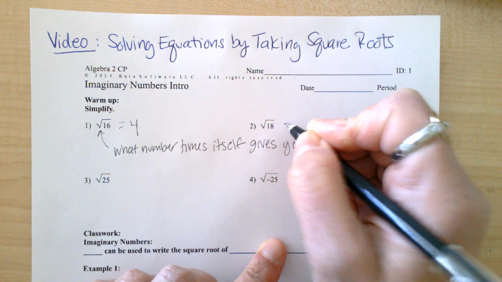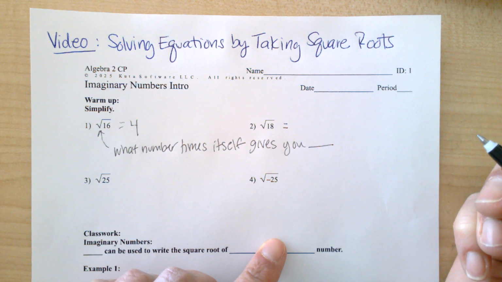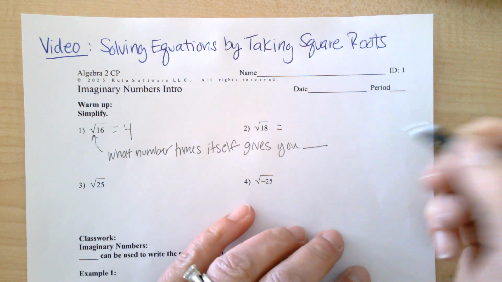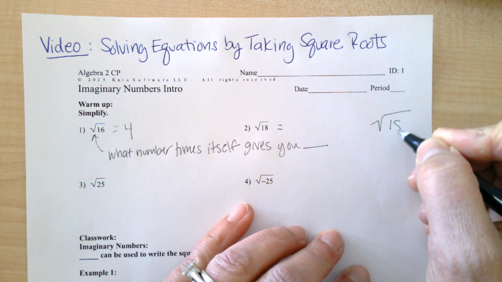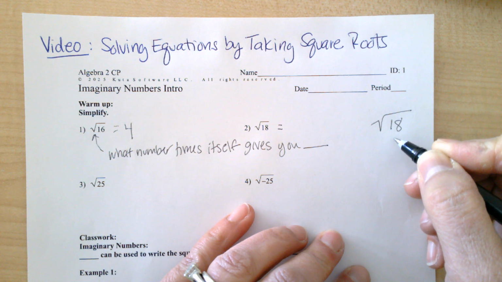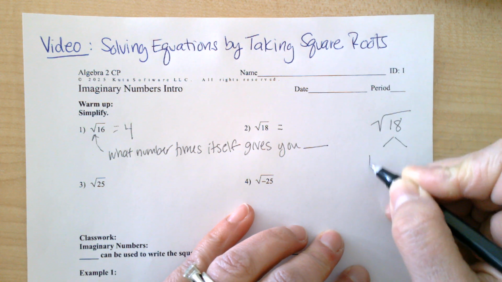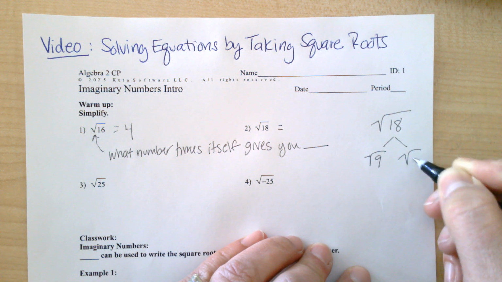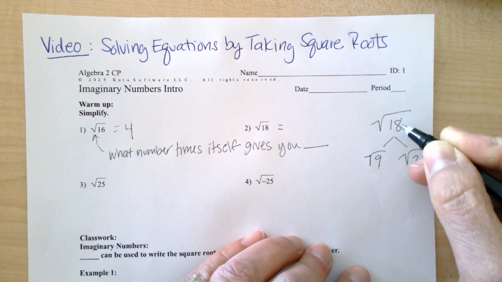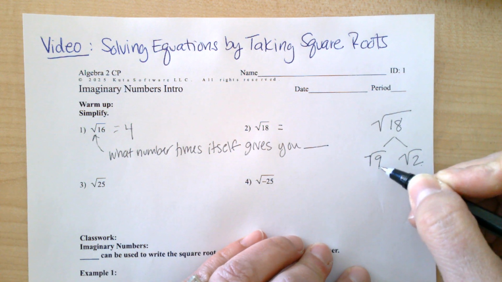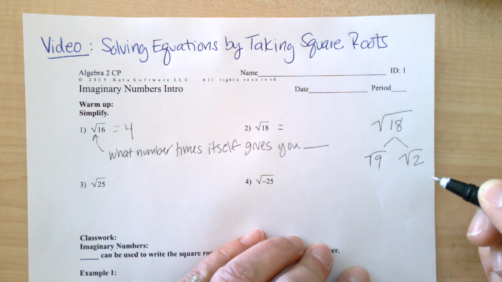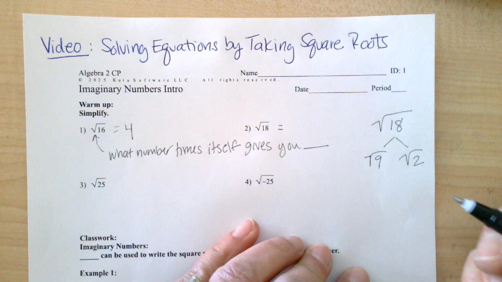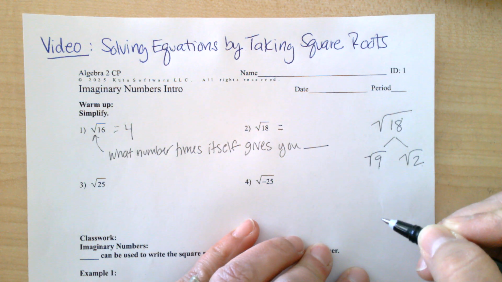4. What number times itself gives you 18? Now, 18 is not a perfect square, so we're going to have to do some work here. We're going to have to see if there is a perfect square that goes into 18, and there is. We can divide 18 by 9. And when we divide 18 by 9, we're going to get 2, because 9 times 2 gets you back to 18. 9 is the highest perfect square, and this would really work well if you tried to go for the highest perfect square. Now we have to simplify because we can take the square root of 9.